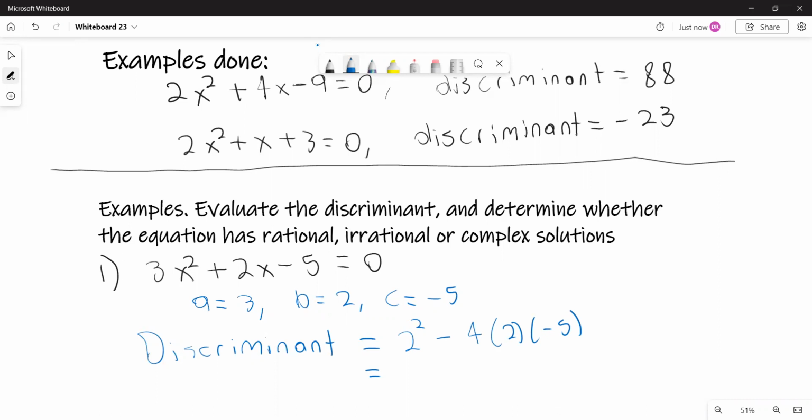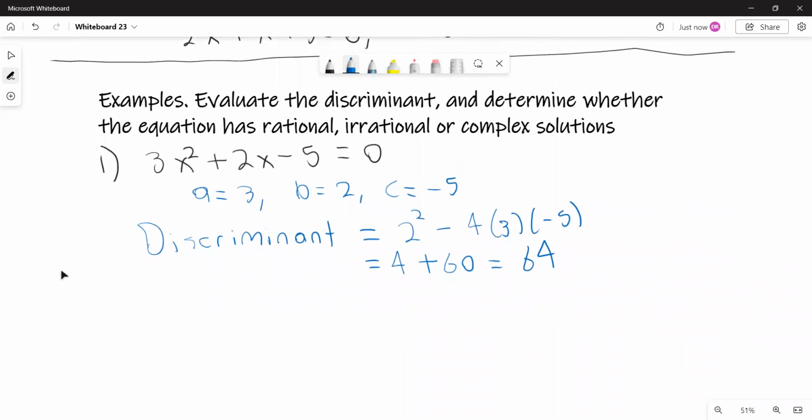Okay, so I'm making a mistake. That was 3, not 2. Okay, so 2 squared is 4. 4 times 3 is 12, times 5 is 60. And then minus times minus is plus. So that is 64. And the square root of 64 is 8. So the equation has two distinct rational solutions. That is something that we could have done by factoring.